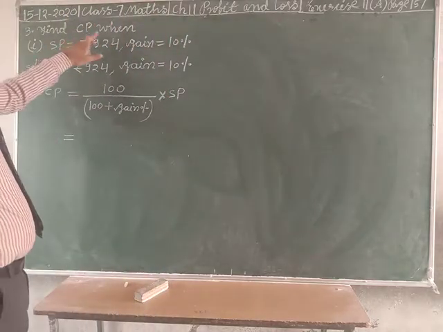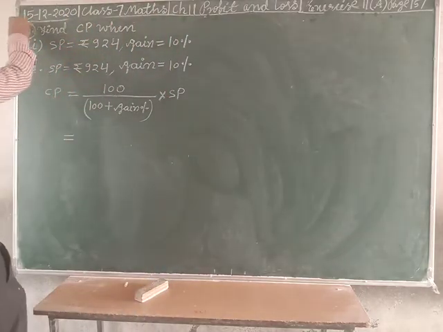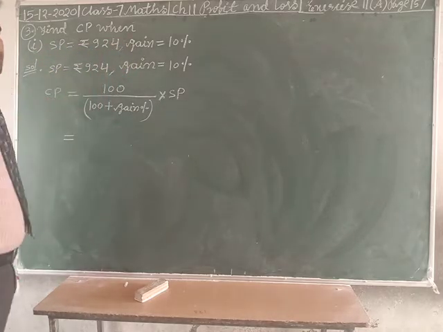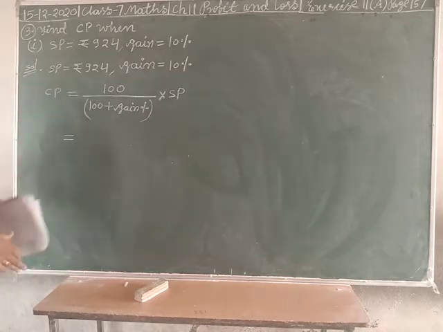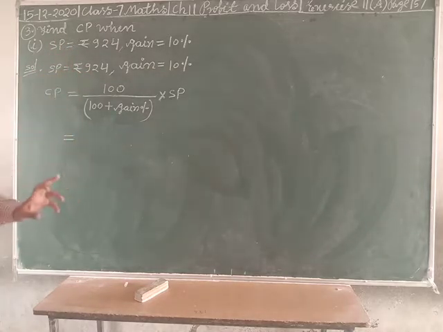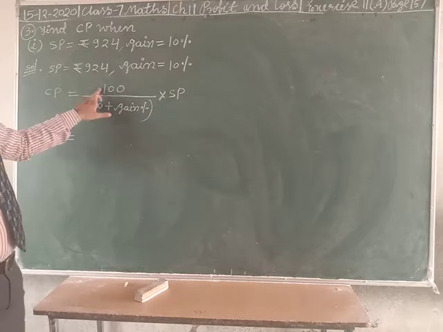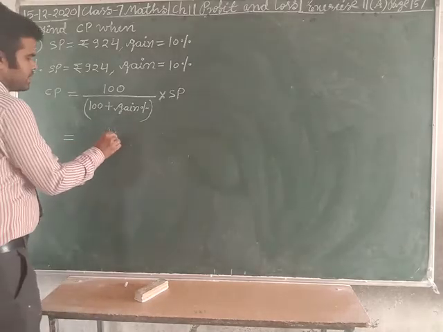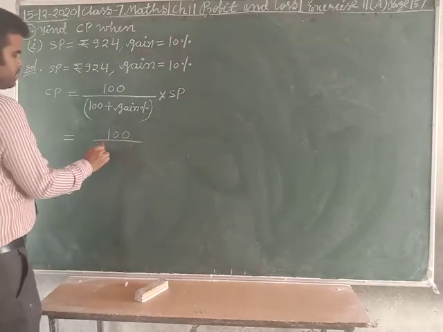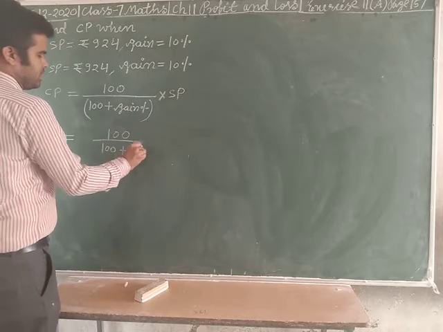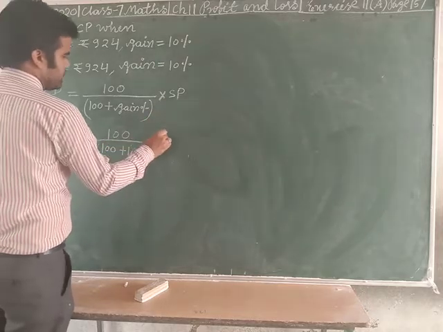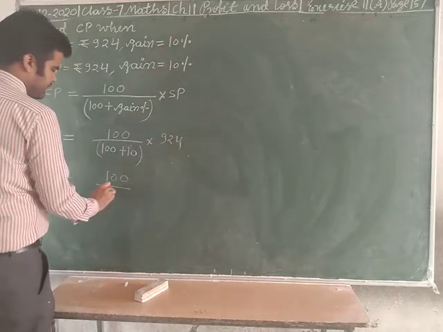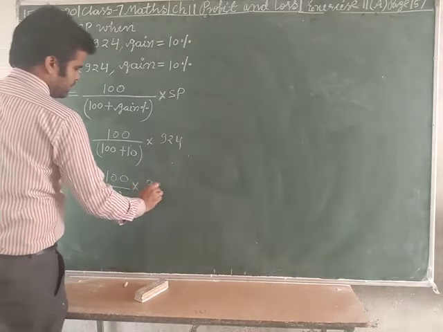Question number 3. Find CP when SP is equal to rupees 924, gain is equal to 10%. Then students, we write the first step same as the question and use the formula CP equal to 100 upon 100 plus gain percent into SP. Here 100 upon 100 plus gain percent means 100 upon 100 plus 10, into SP 924. Then here it will be 100 upon 110 into 924.